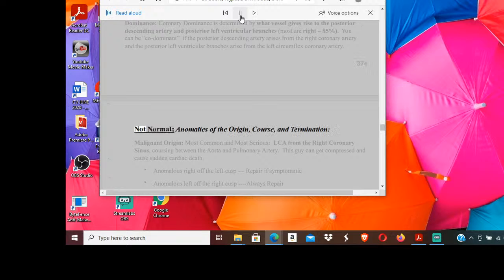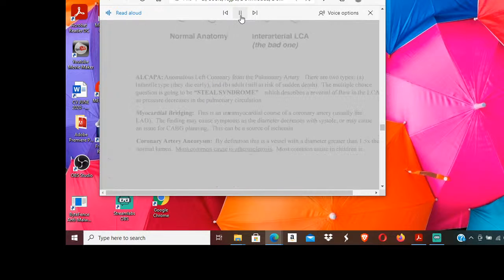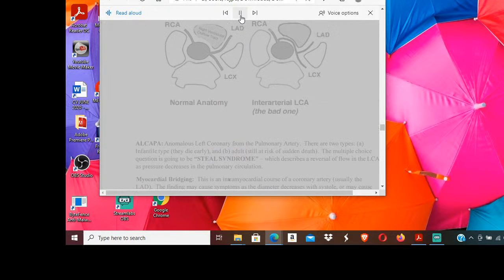374. Anomalies of the origin, course, and termination. Malignant origin, most common and most serious, LCA from the right coronary sinus, coursing between the aorta and pulmonary artery. This guy can get compressed and cause sudden cardiac death. Anomalous right off the left cusp, repair if symptomatic. Anomalous left off the right cusp, always repair. Normal anatomy. RCA. Intraarterial LCA, the bad one.